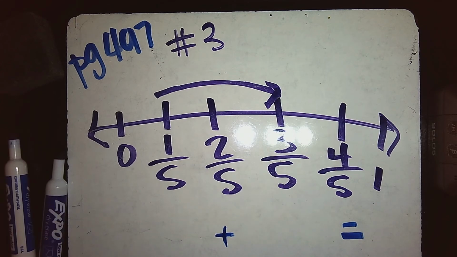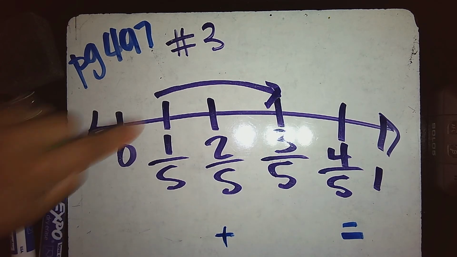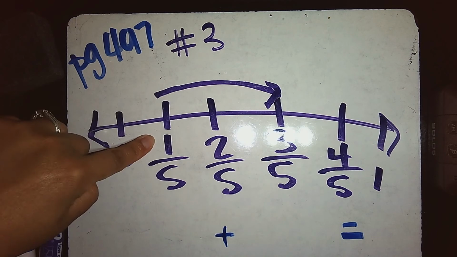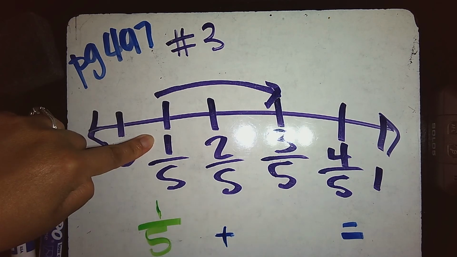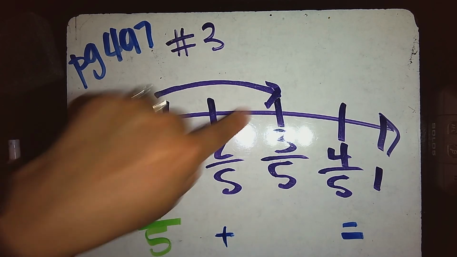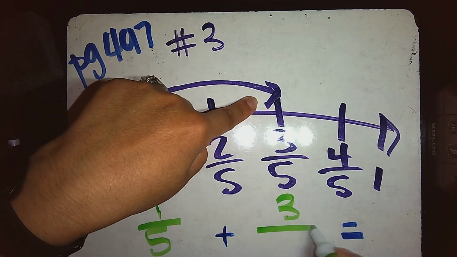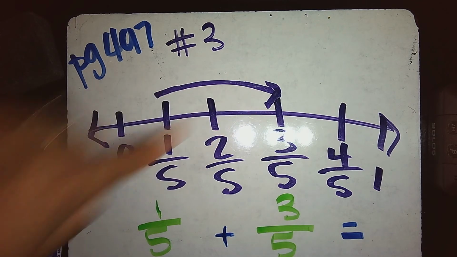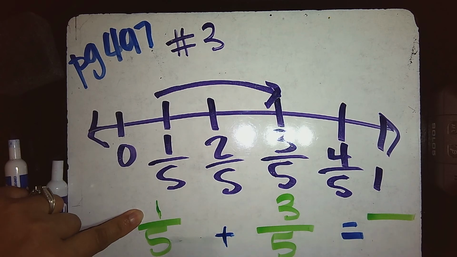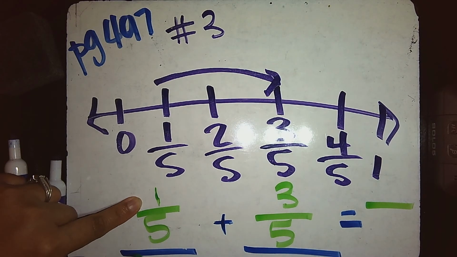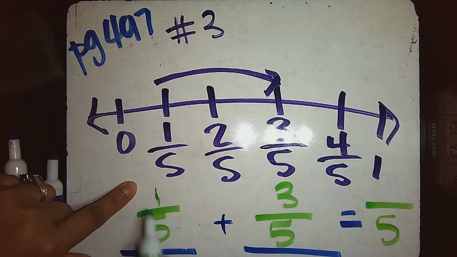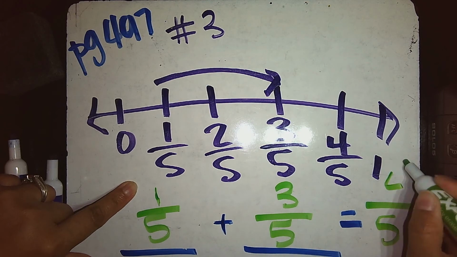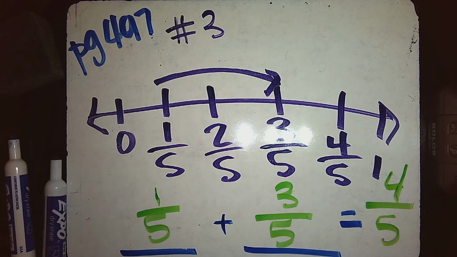And for this number line, I started at 1/5. 1/5 plus, and then I ended at 3/5. Okay? And I am just going to add straight across. So my denominators are staying the same. 1 plus 3 is 4. So that is what you can do.